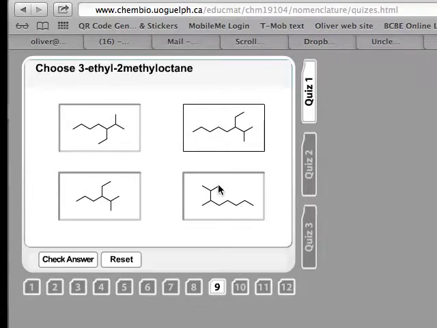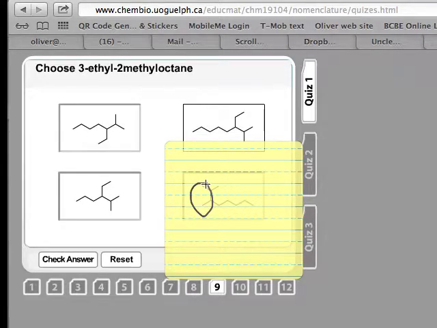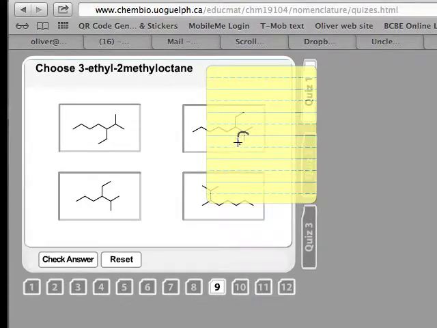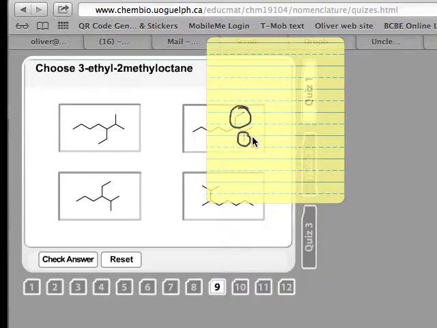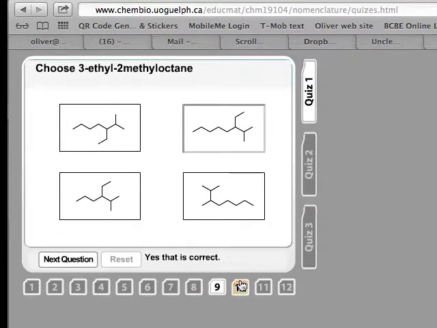But let me do this bottom one again. 1, 2, 3, 4, 5, 6, 7, 8. However, my two substituents are methyl groups on that chain. And I want a methyl group at carbon 2, but an ethyl group at carbon 3. So this one up here has the 8 chain deal. 1, 2, 3, 4, 5, 6, 7, 8. And at carbon 2, I have that methyl group, and at carbon 3, I have the ethyl group. So that's my choice. Reset, and yay! All right.